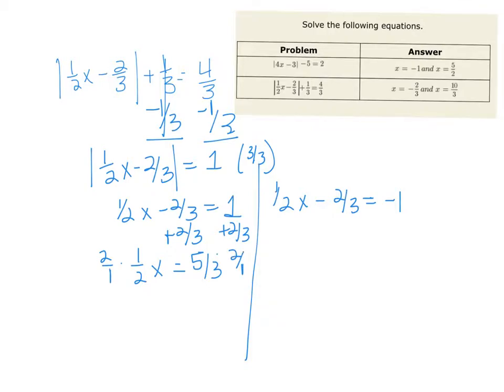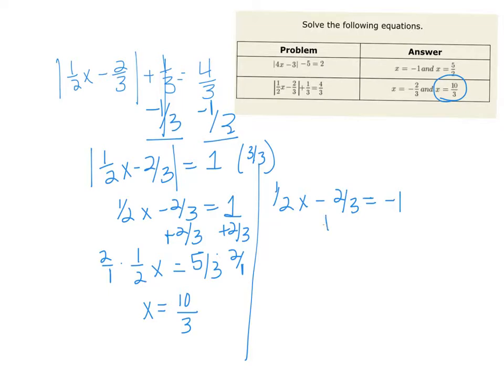because 2 over 1 times 1/2 is just 1, leaving me just x on the left side. And 5/3 times 2 over 1, multiply numerator straight across, so 5 times 2 is 10, over 3 times 1, I have 10/3, which is one of my solutions.